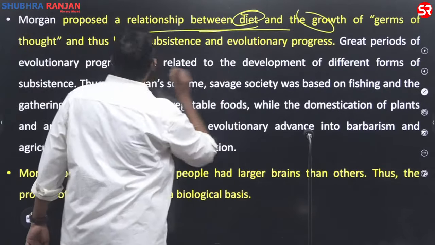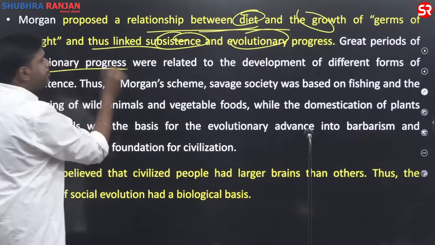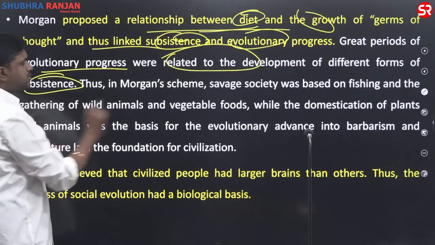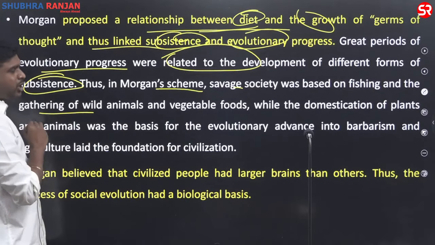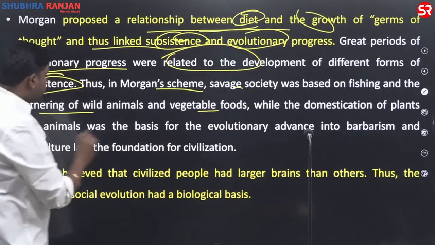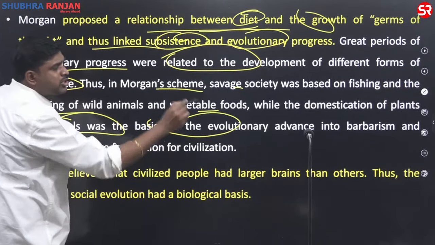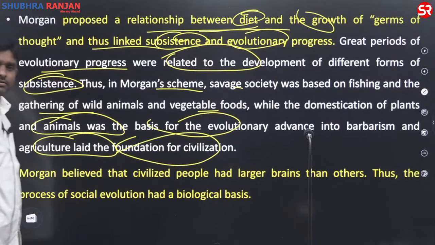Relate diet and growth of stages of thought and thus link subsistence and evolutionary progress. Great periods of evolutionary progress were related to the development of different forms of subsistence. In Morgan's scheme, savage society was based on fishing and gathering of wild animals and vegetable food, while the domestication of animals and plants was the basis for evolutionary advance into barbarism, and a complete agriculture led to the foundation for civilization.